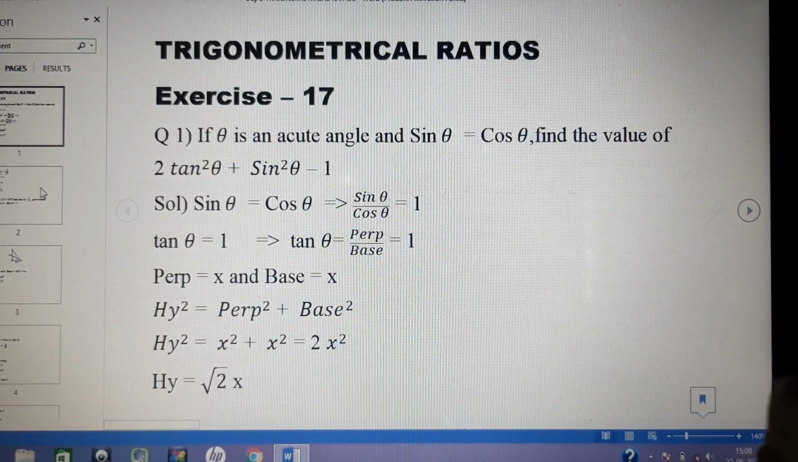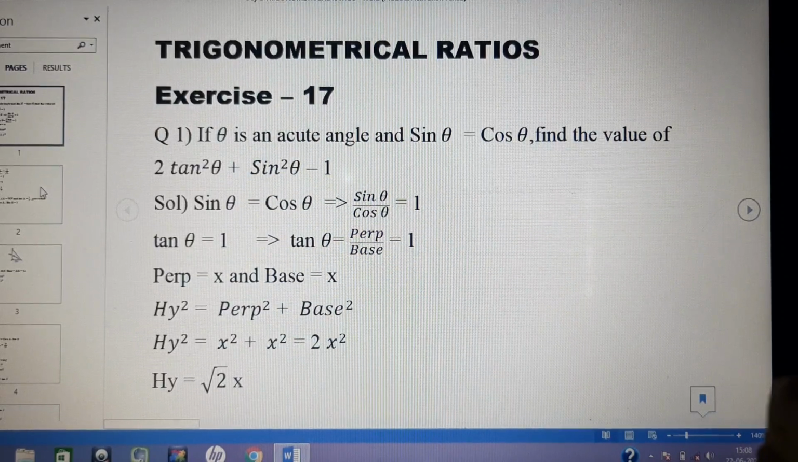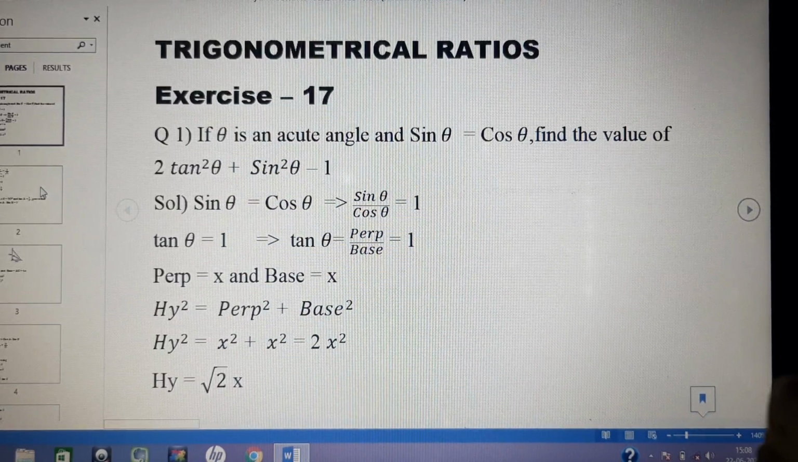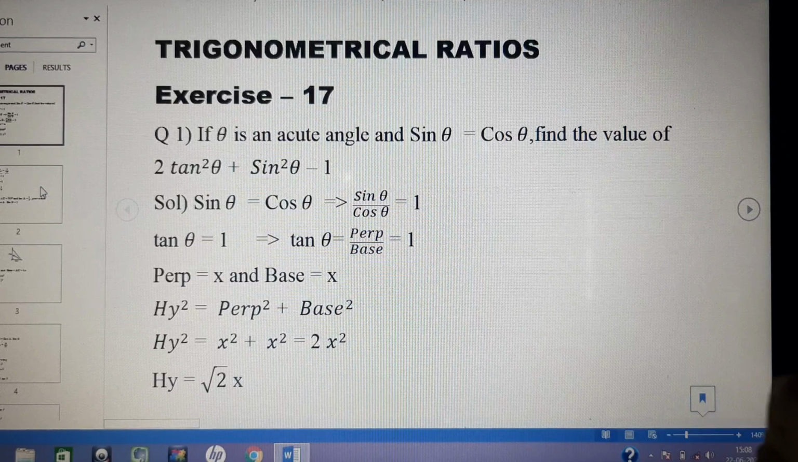Cosec theta is equal to 1 upon sin theta. That means hypotenuse upon perpendicular. Sec theta is equal to 1 upon cos theta. That means hypotenuse upon base. And cot theta is equal to 1 upon tan theta. That means base upon perpendicular.